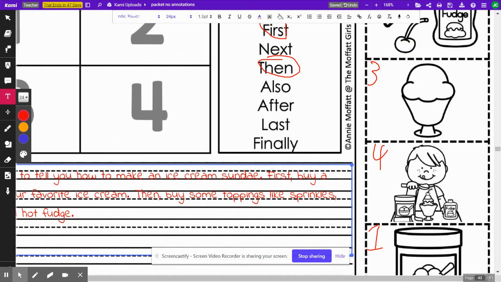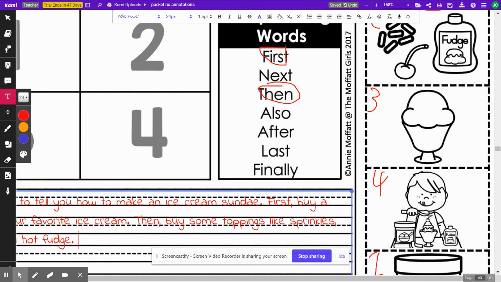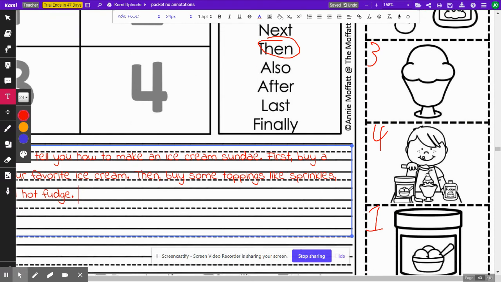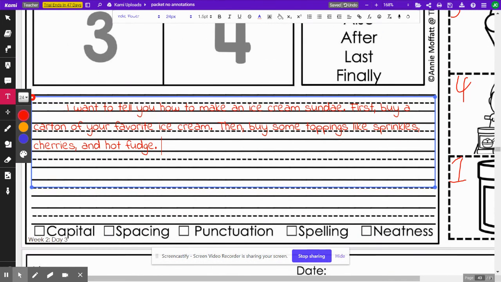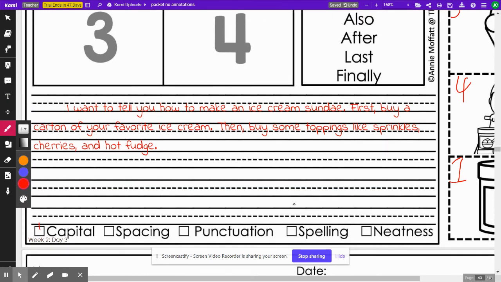The next one is you probably want to put next, put ice cream in the bowl. Finally, after adding the toppings, eat your ice cream. I love hot fudge sundaes. When you're all done, please read it through at least once. Have another friend read it for you, and check to see if you capitalized, did spacing, punctuation, spelling, and neatness.